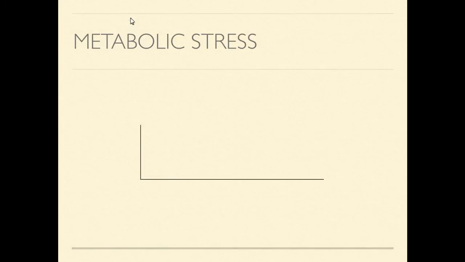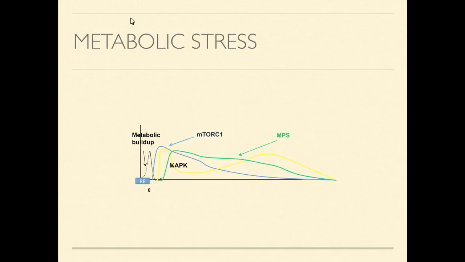So let's summarize the impact of metabolic stress here. You have metabolic stress by doing 8 to 12 reps, supersets, giant sets, short rest periods, 30 to 120 seconds. So you have a metabolic buildup or blood flow restriction. That activates mTOR. It also activates MAP kinase pathways, which leads to an increase in muscle protein synthesis.